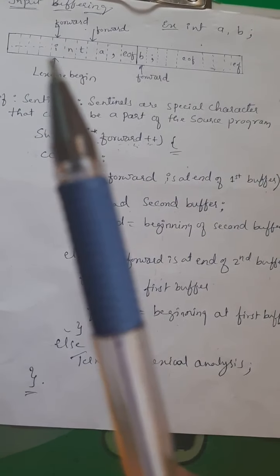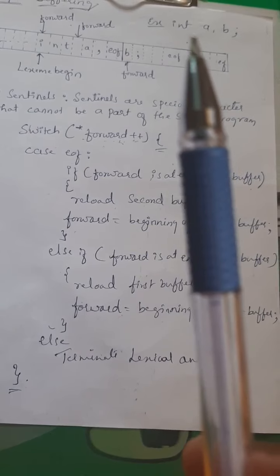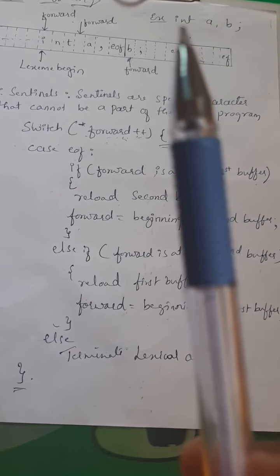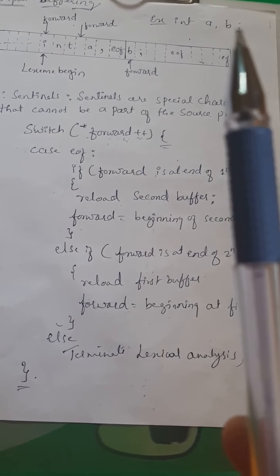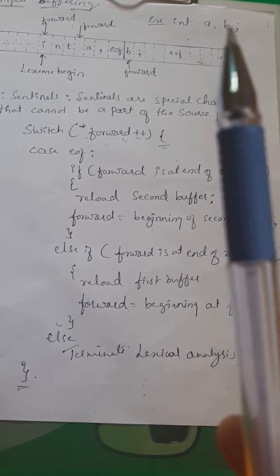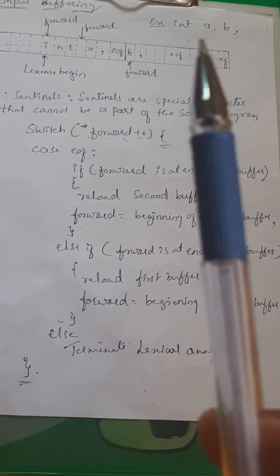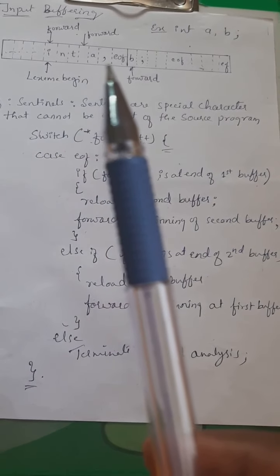Let us see another important topic of a lexical analyzer called input buffering. As we discussed in the previous video, the role of the lexical analyzer is to scan the source program left to right, a single character at a time. But every time going and scanning a single character from the source program will take more time as compared with scanning data from the buffer.